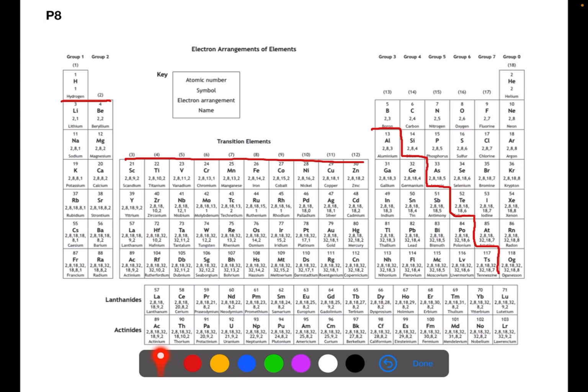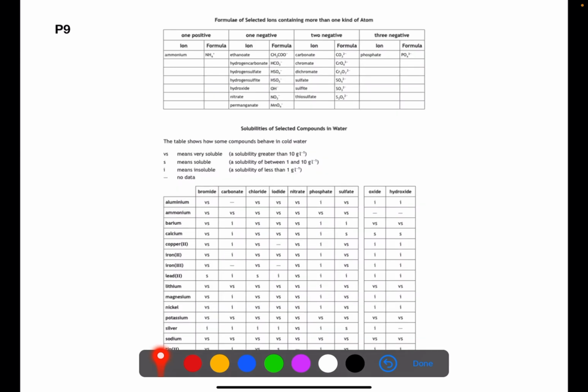So everything that you have underneath and to the left here is a metal, and everything above and to the right is a non-metal. Page 9 used to be page 8 in your National 5 databook. So you have your group ion table at the top, which can help you with formulae, and they are still just written out as they were before in the columns with the different charges. And then you have your solubility table at the bottom, where you read across and down and then check with the key what sort of solubility it is.